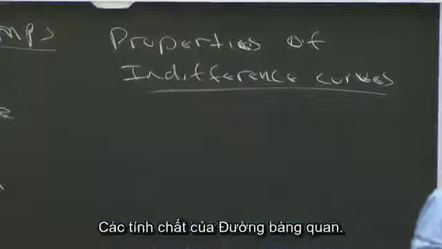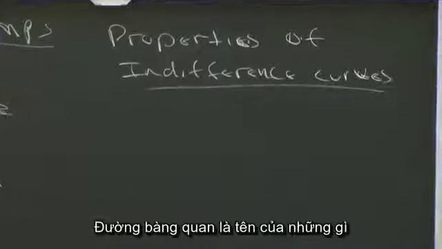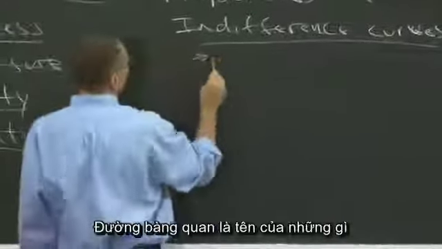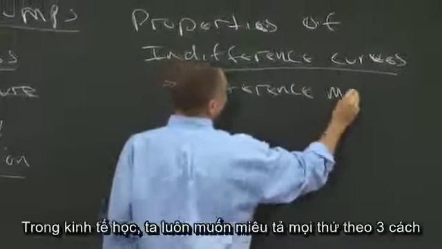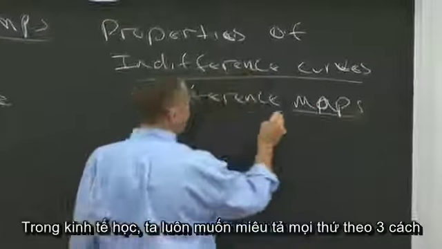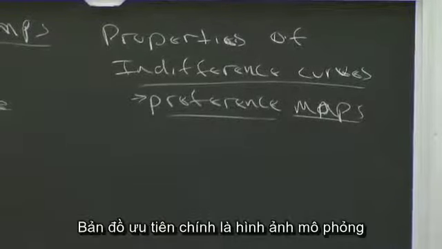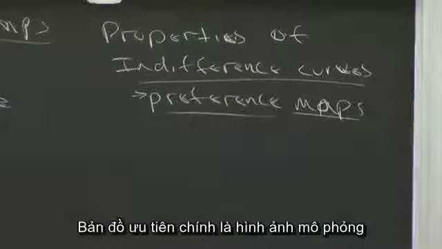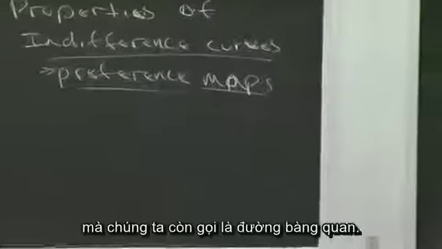Okay, properties of indifference curves. So indifference curves are our name for what you could also think of as preference maps. In economics, we like to be able to describe everything, as I said, three ways: intuitively, graphically, and mathematically. Preference maps are the graphical representation of people's preferences, which we do through graphing something called indifference curves.